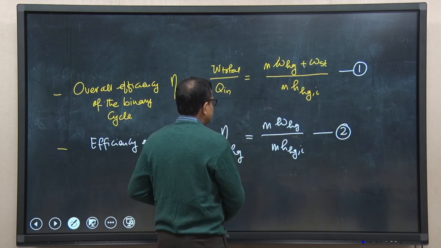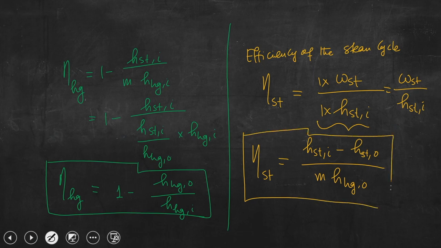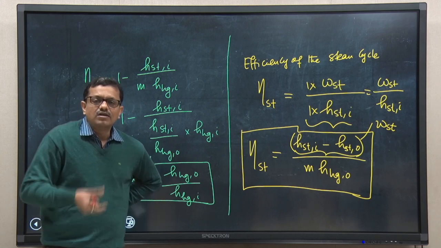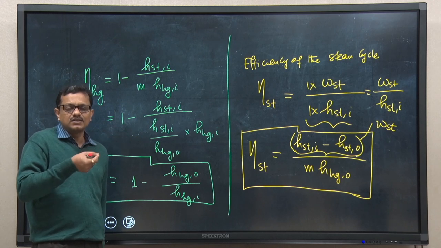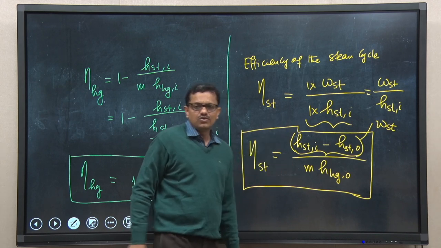So if we write it, this is the efficiency of the steam cycle, and this is the WST. Okay. So the next objective: if you try to recall, we could quantify the efficiency of the binary vapor cycle, we also could establish the efficiency of the mercury cycle, and finally we have established the efficiency of the steam cycle. So our objective should be to see what fraction of the steam cycle efficiency is contributing to the total efficiency of the cycle.